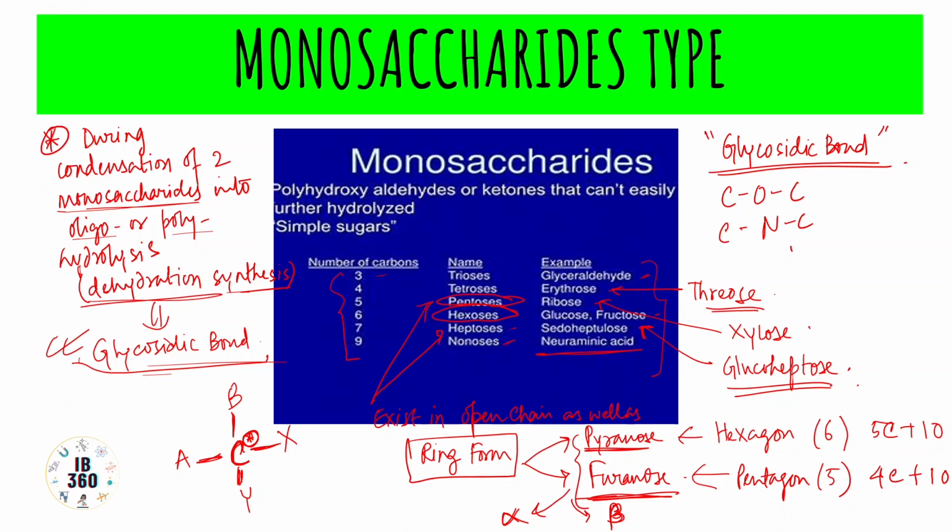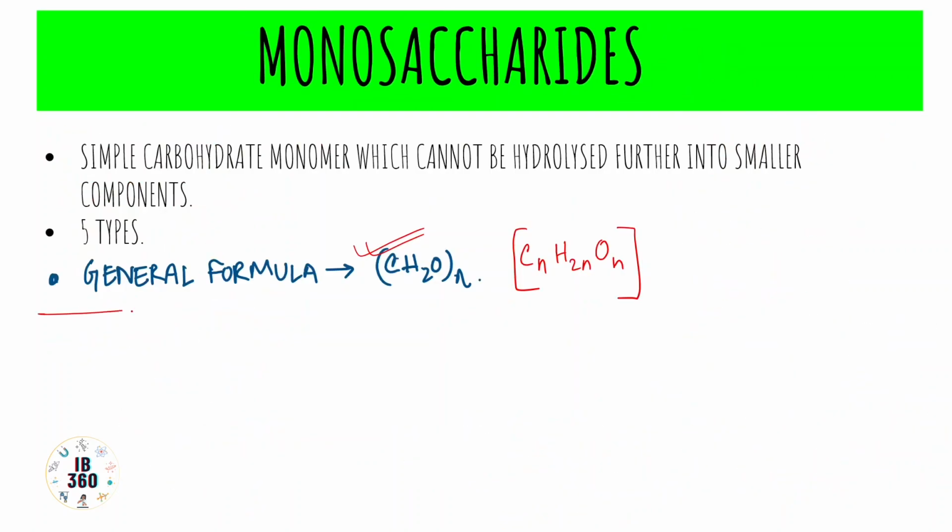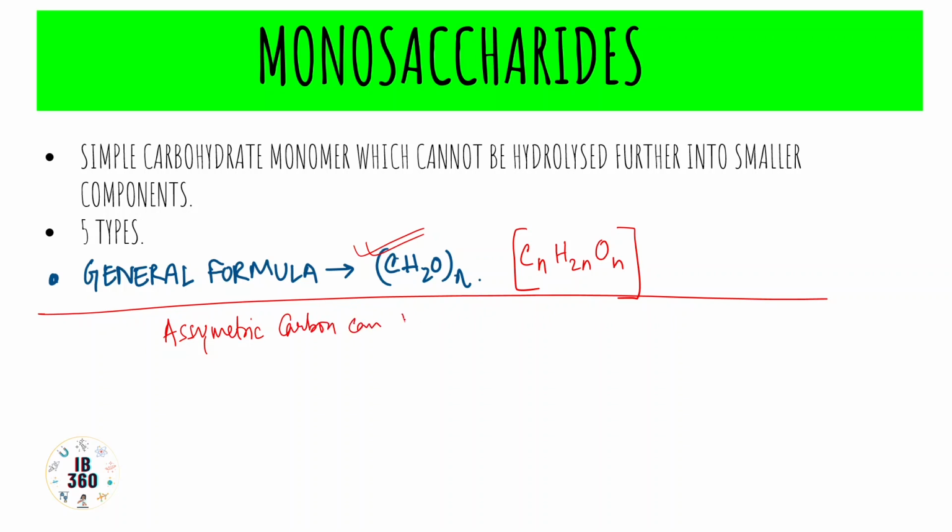Okay, so here I am writing asymmetric carbon can rotate polarized light. And depending upon the degree of rotation, that means whether they are rotated right side or left side, there is another configuration or nomenclature which we follow.